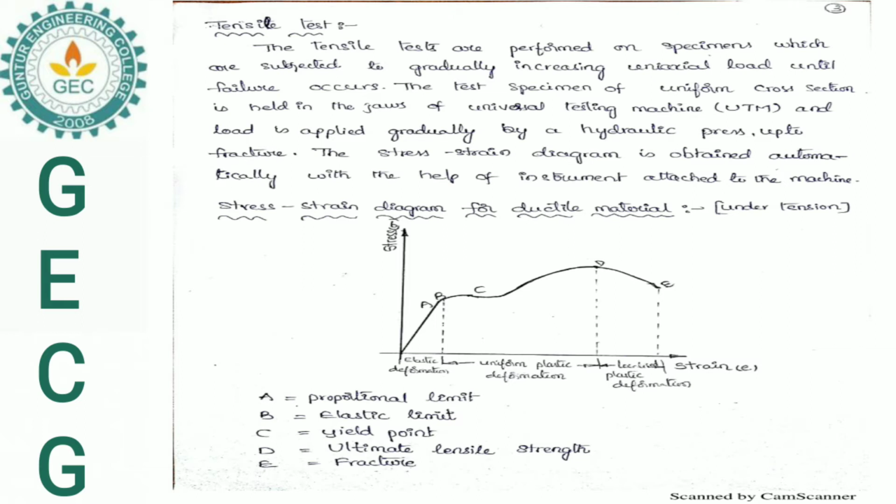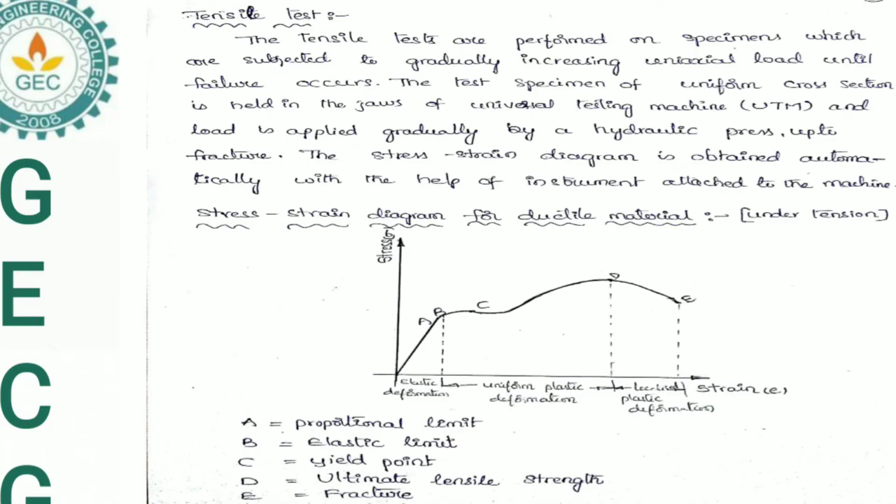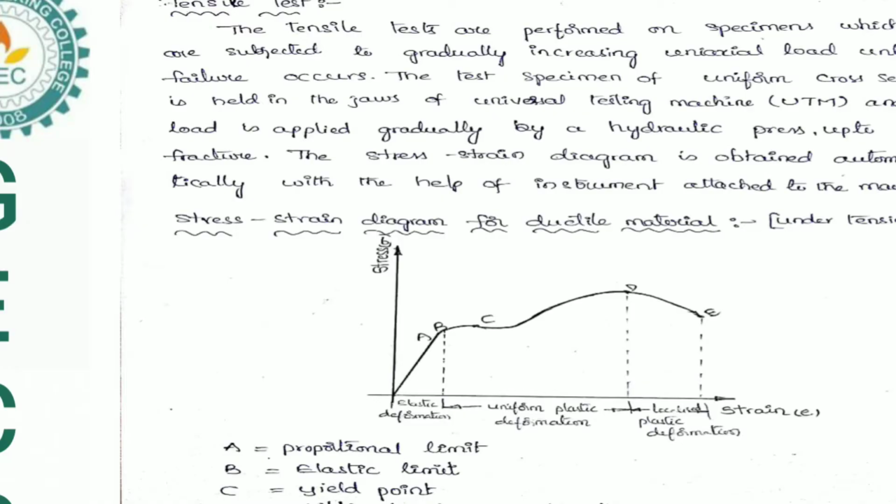Tensile tests are performed on specimens which are subjected to gradually increasing axial load until failure occurs. The test specimen of uniform cross section is held in the jaws of a universal testing machine, and load is applied gradually by a hydraulic press up to fracture. The stress strain diagram is obtained automatically with the help of an instrument attached to the machine.